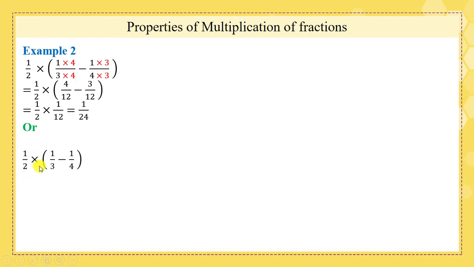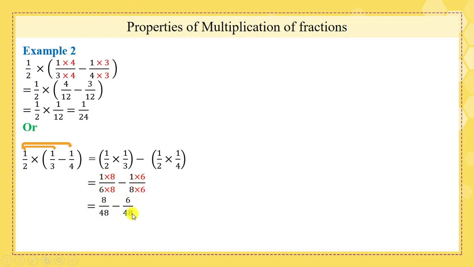Or 1 over 2 times 1 over 3 minus 1 over 4, using distributivity property, equals 1 over 2 times 1 over 3, open parenthesis, put 1 over 2 times 1 over 3. Here we have minus, so we put minus 1 over 2 times 1 over 4 equals 1 over 6 minus 1 over 8 equals 8 over 48 minus 6 over 48 equals 2 over 48. Divide by 2, divide by 2, equals 1 over 24.